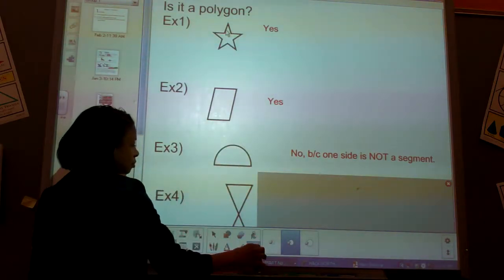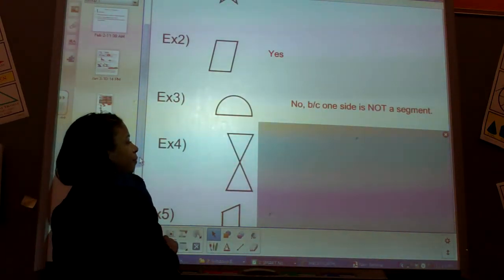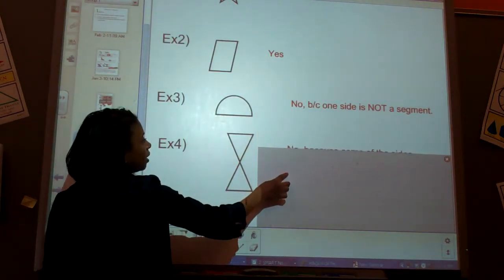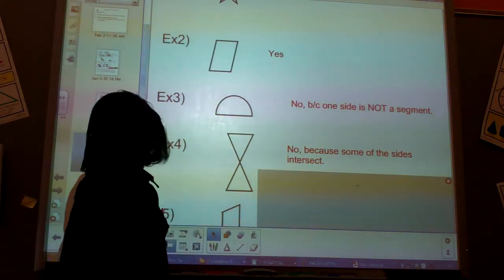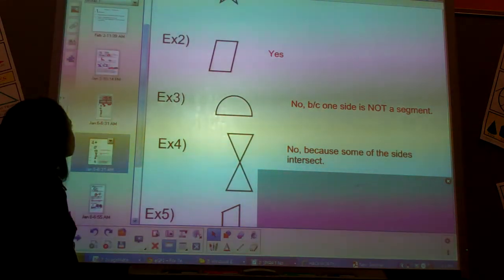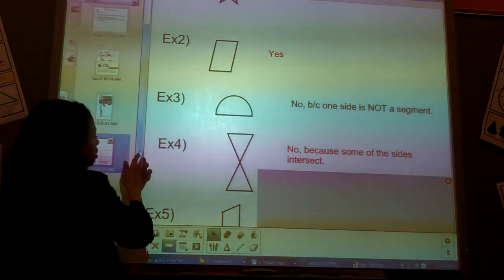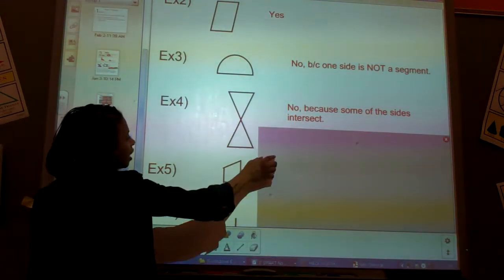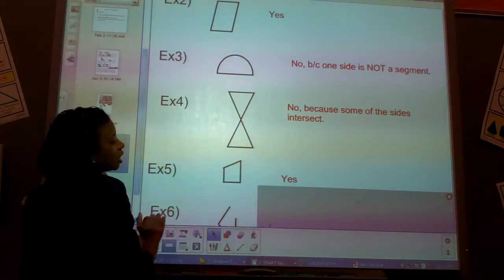Next one. Example 4. Here we have, is this a polygon? And the answer is no, because some of the sides are going to intersect with one another. Example 5. Is this a polygon? Yes, even though it's a different shape, it is a polygon.